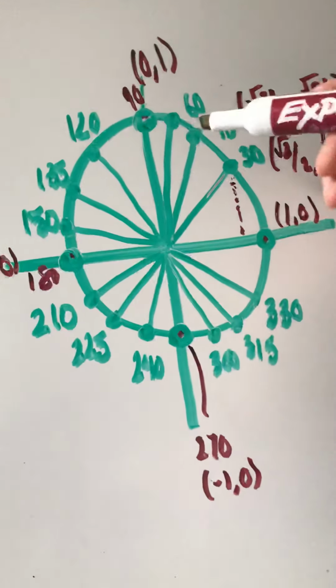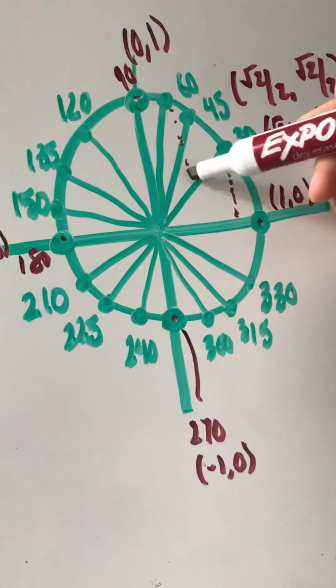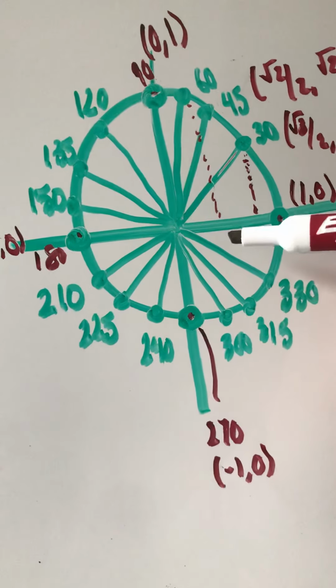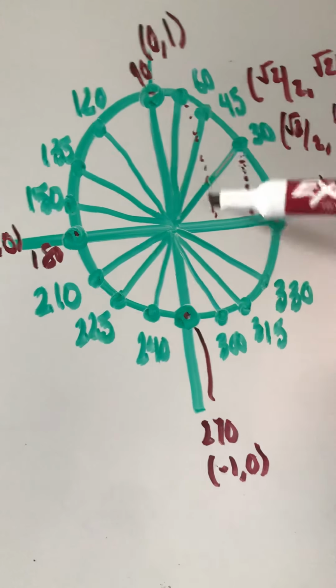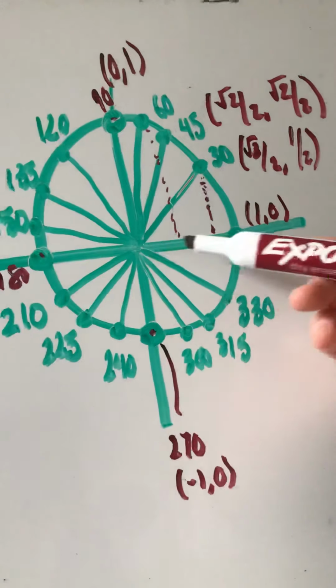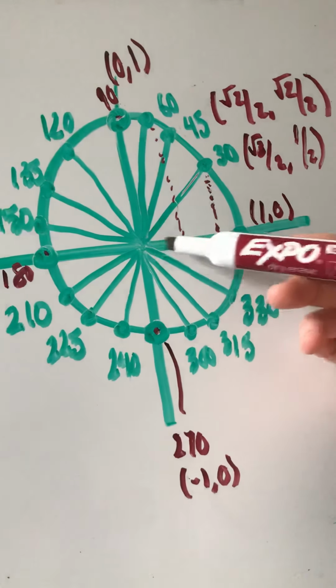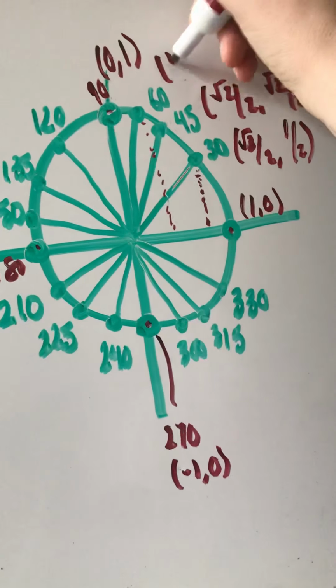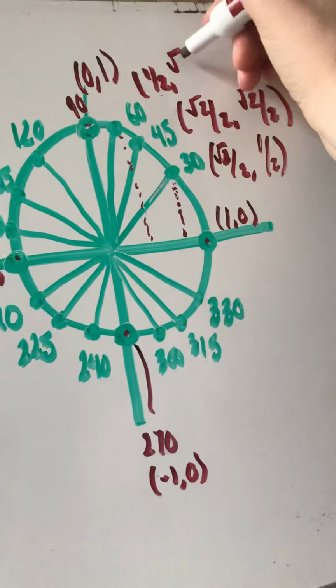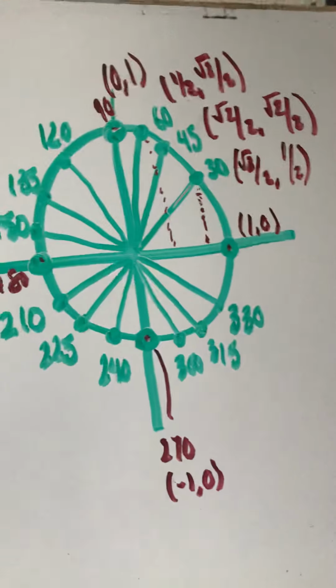Now 60 degrees. Again, drawing my line, I want to know what is my x value and what's my y value. Well, now notice my y value here is the longer one, and my x value is the shorter side. So that means my x value here is actually going to be 1/2, and then my y value is going to be the square root of 3 divided by 2.